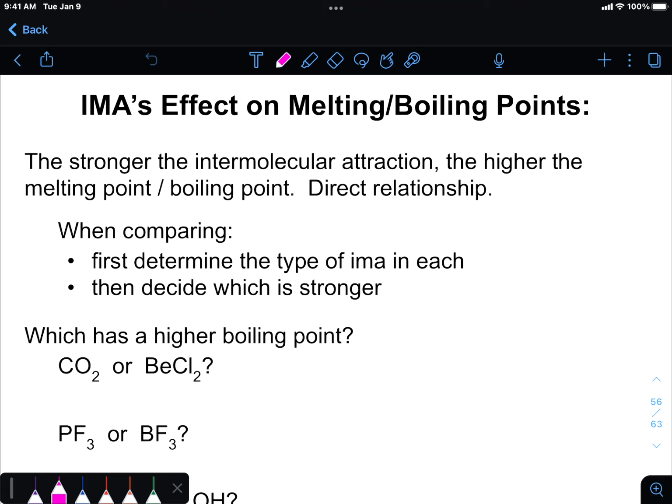Okay. So we've talked about the intermolecular attractions, and in general, you should have a sense of how strong they are. But now we're going to talk about how they apply. We're going to be talking about things like melting points and boiling points. So, first, in general, the stronger the intermolecular attraction, the higher the melting point or boiling point is going to be. This is a direct relationship, right?